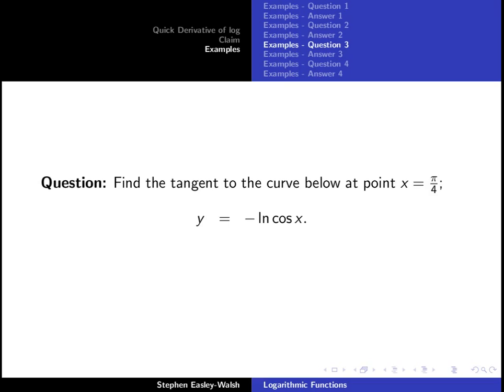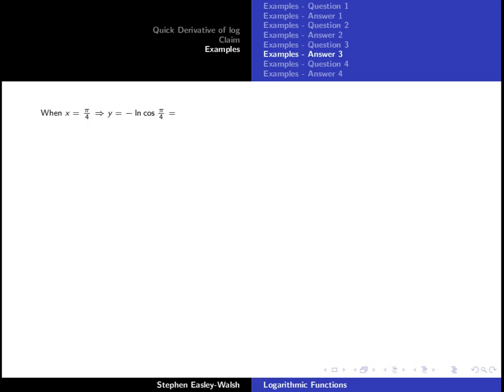When x is pi over 4, y equals minus log cos pi over 4, which equals minus log 1 over root 2, which equals minus log 2 power minus a half, which equals a half log 2. So our point is (pi over 4, a half log 2).